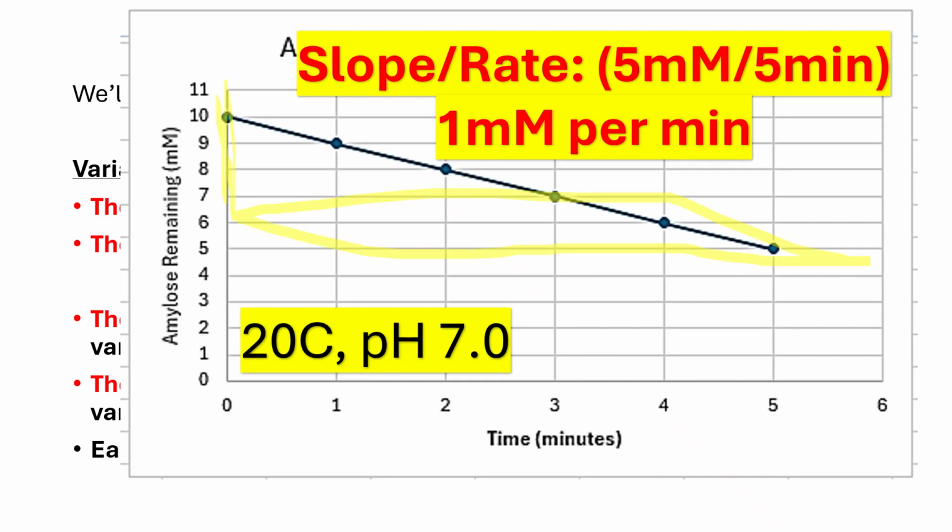All right, so after 5 minutes, 5 millimolar of the amylose has been hydrolyzed. So 5 millimolar in 5 minutes, that comes out to 1 millimolar per minute. 1 millimolar per minute is the rate of this enzyme at 20 degrees Celsius and pH 7.